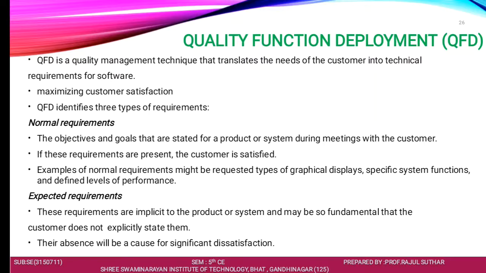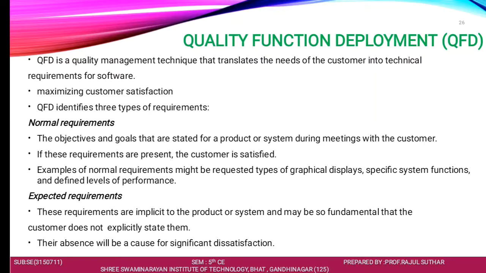Examples of normal requirements might be the requested type of graphical display, specific system functions, and the defined level of performance. You check whether the specific system function works, whether the graphical display is okay or not, and the level of performance, meaning how fast the system is. That is called the normal requirement of the customer.